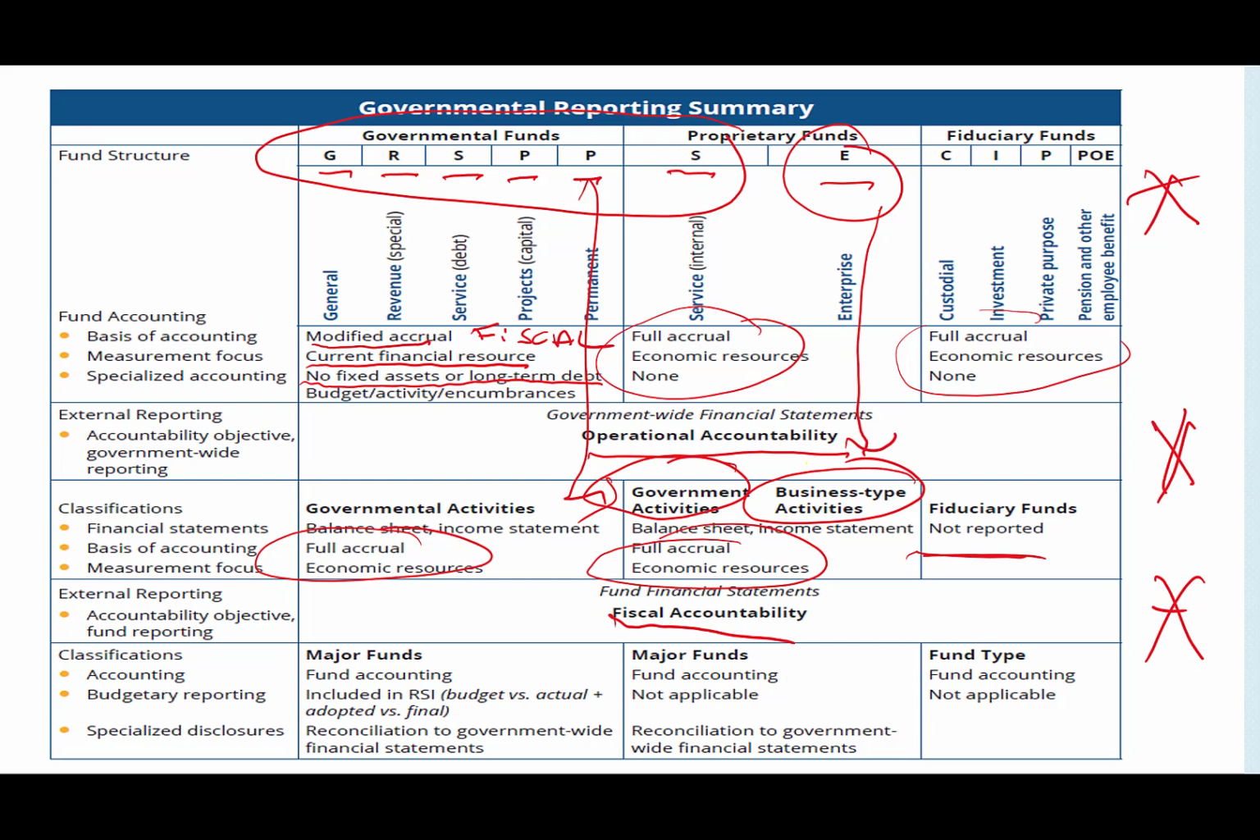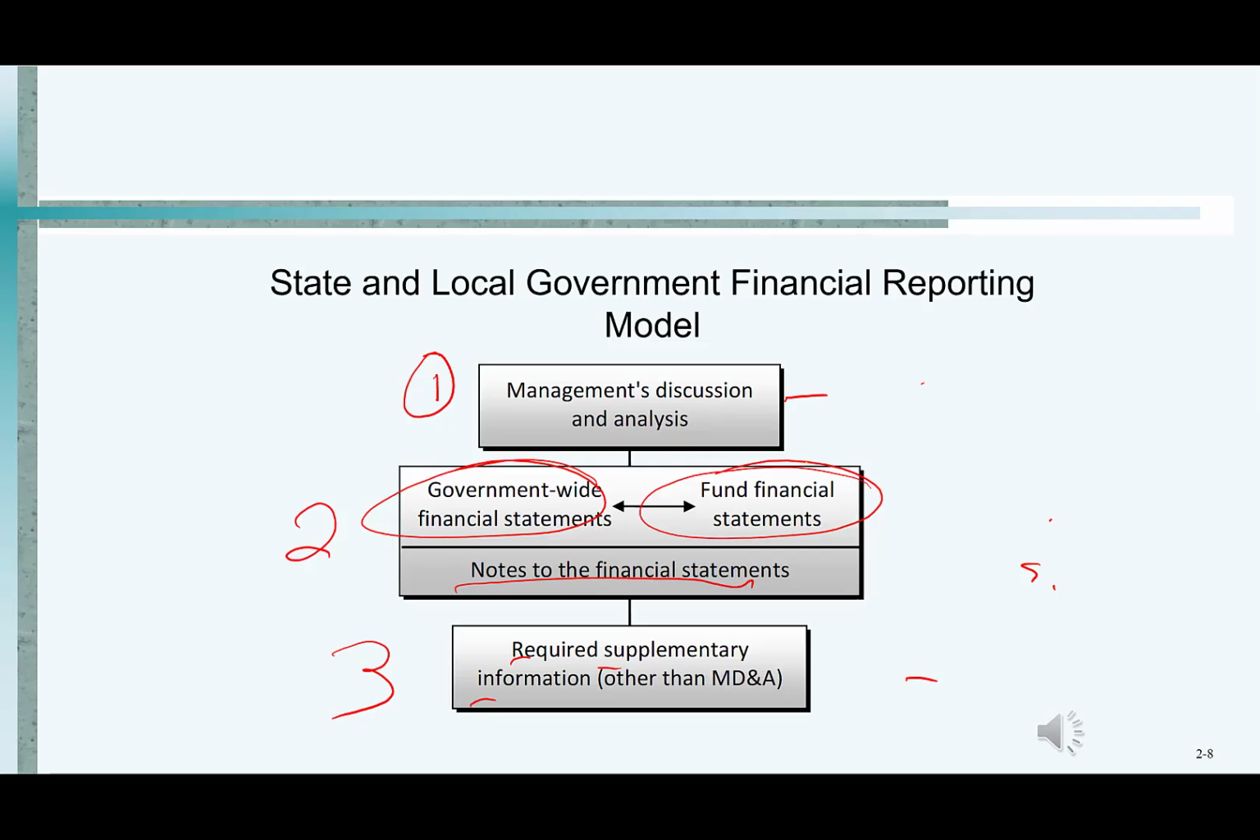Okay? So pretty much, Steph, you're not having déjà vu. We've talked about all this, right? Okay, good. We also talked about the basic financial reporting model required under Governmental Accounting Standards Board, GASB, requirements, which includes the MD&A, the government-wide statements, the fund financial statements that we've been talking about, and the notes too. Notes are always considered an integral part of the basic financial statements. What's FS?